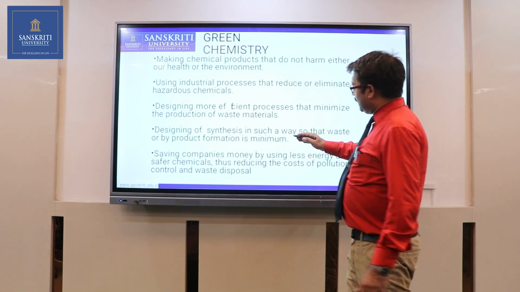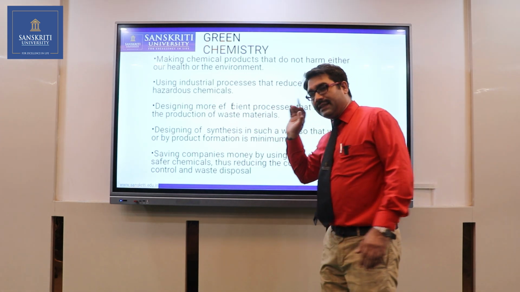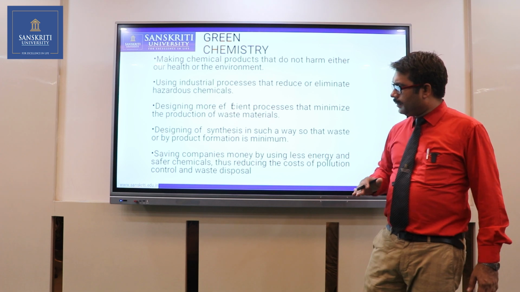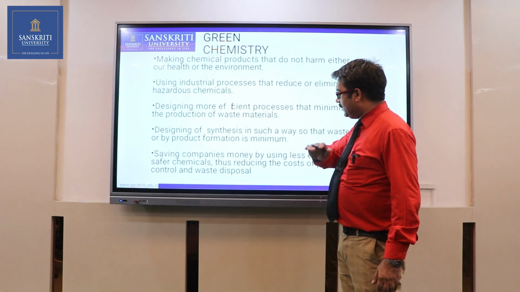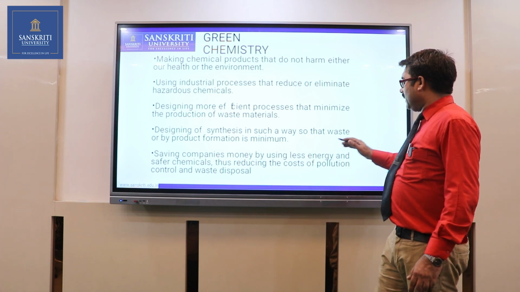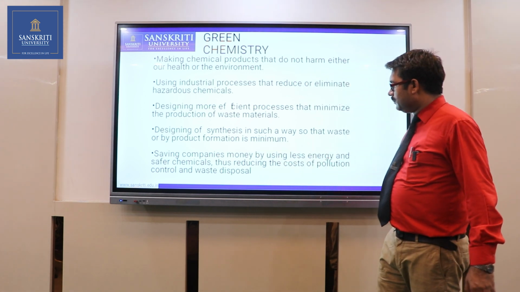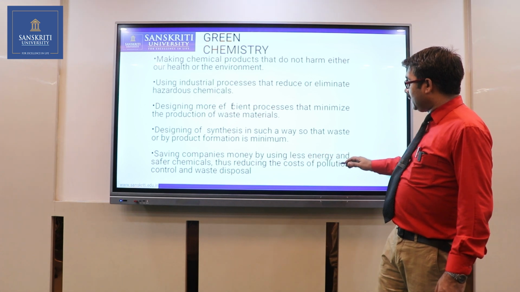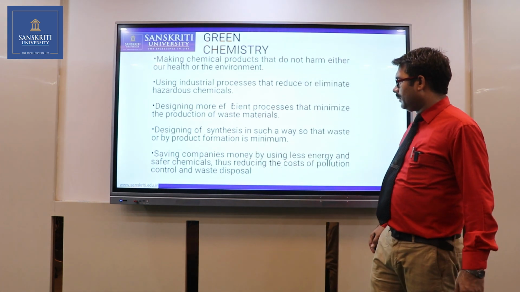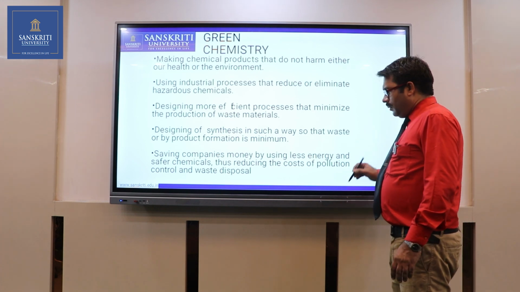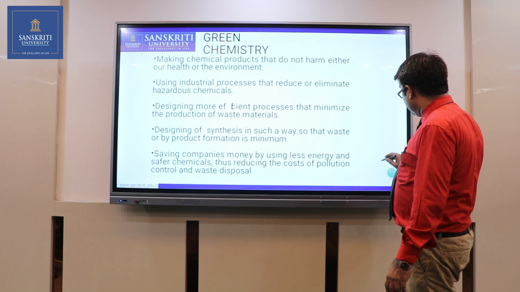So, designing of synthesis in such a way that waste or byproduct formation is minimum, and saving companies money by using less energy and safer chemicals, thus reducing the cost of pollution control and waste disposal. These are the goals of green chemistry.